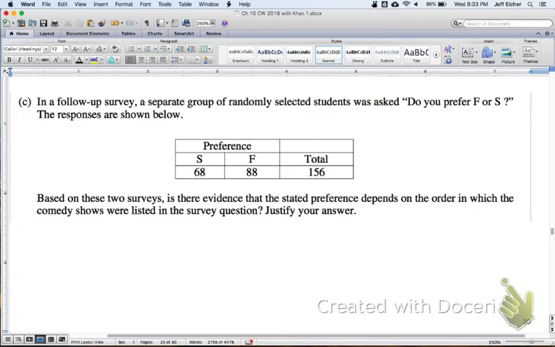It does ask later, based on these two surveys, is there evidence that the stated preference depends on the order in which the comedy shows were listed in the survey question? It is important in surveys, when people don't really have a preference for something, then they might just pick the first option. So do you like candidate A or B? Like, I don't really care, A, because it's the first one. So they're interested to see, does the order of asking, S or F, F or S, matter?